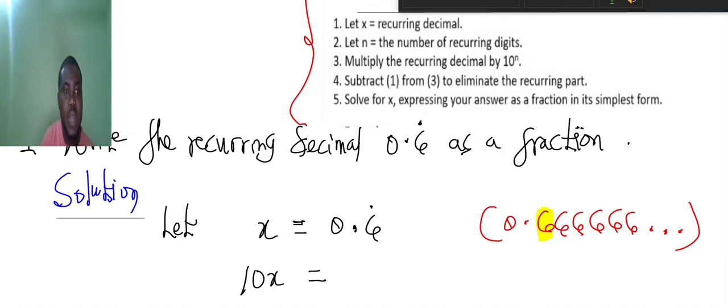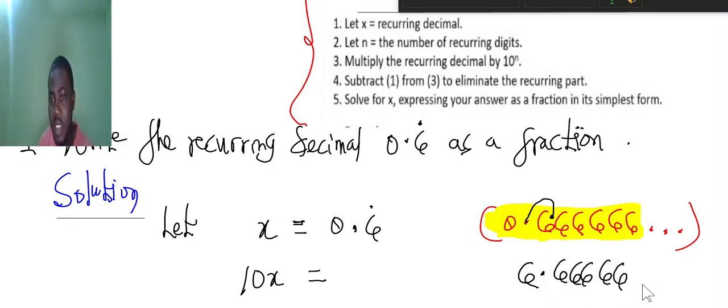Now, we want to multiply this one by 10. But the full form is actually what we have here, so we're going to use the full form. Let's multiply this full form by 10. Multiplying by 10 just shifts the decimal point once forward. So if you do that, that's like 6.66666666 like that.